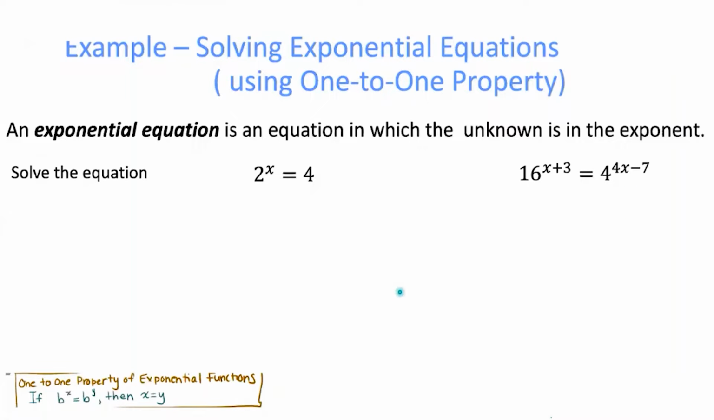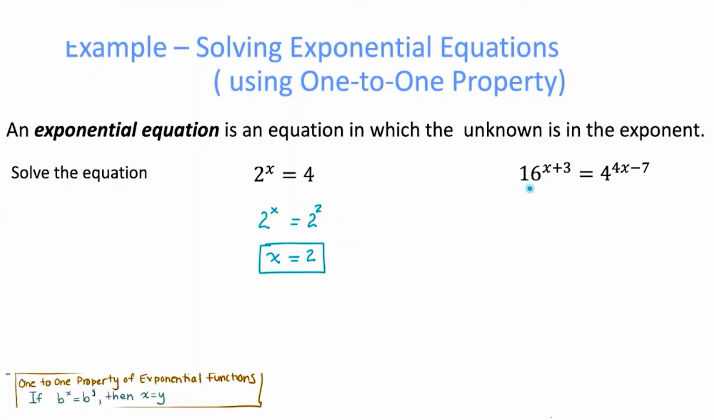The one-to-one property says, if the bases are the same, then the powers are equal. So can I get both sides of this equation to have the same base? Yes. You will recall that 4 can be written as 2 to the 2. So since the bases are now the same, then the exponents are equal. Now let's go to this one.